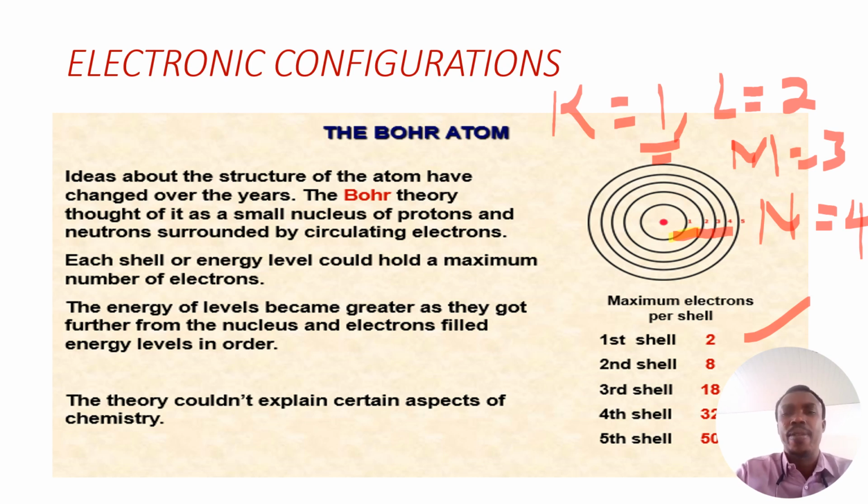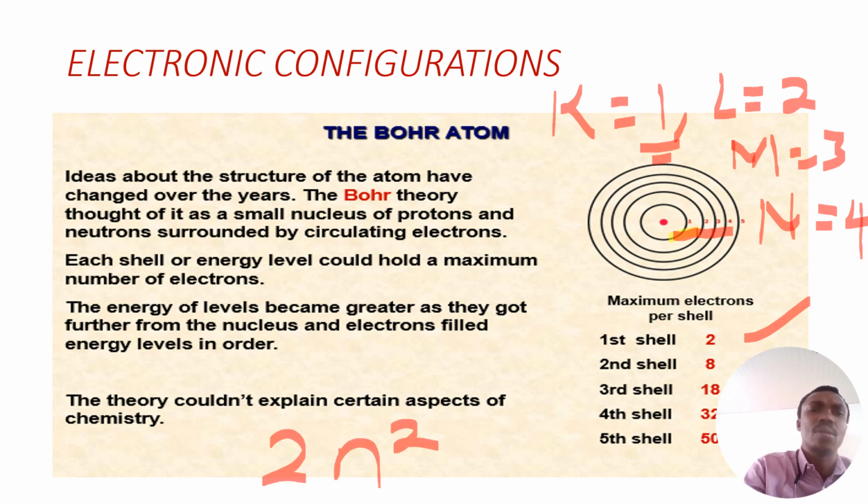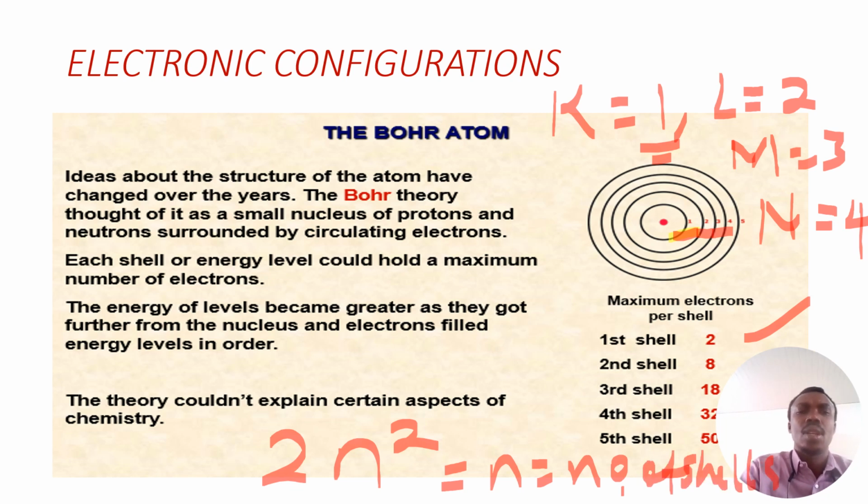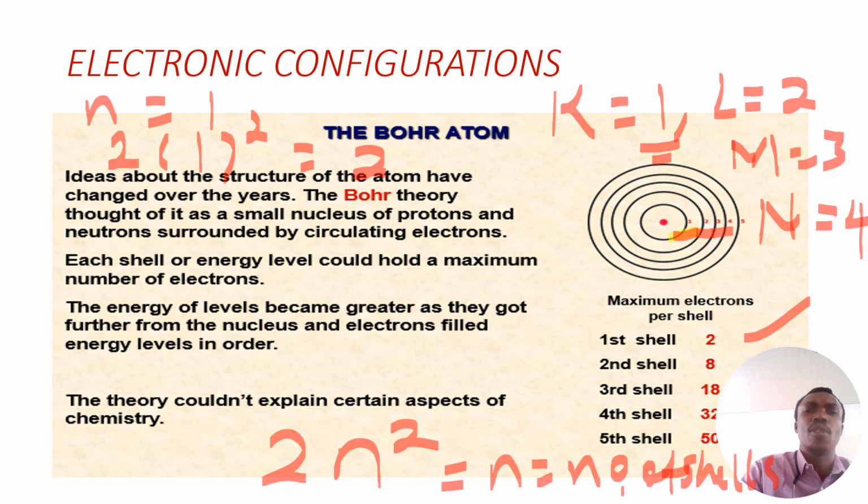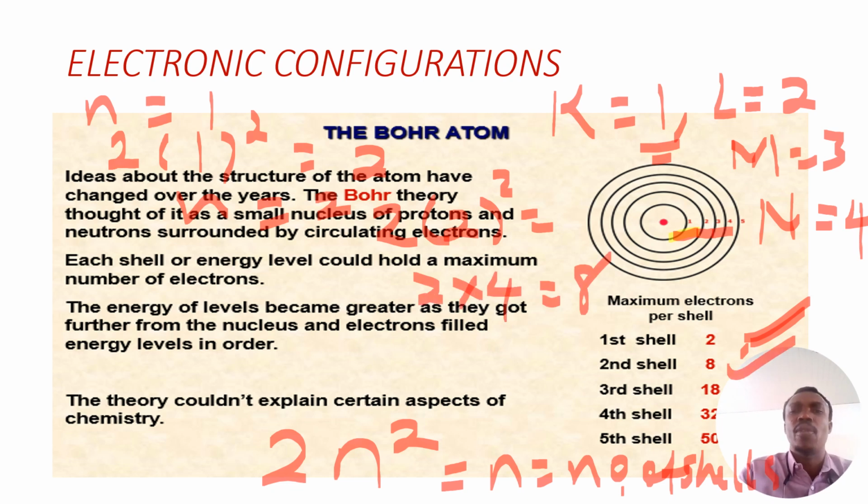To determine the number of electrons that a shell can hold, we use the formula 2n², where n is the number of the shell. If n is equal to 1, which is the first shell, it will be 2(1)², which is equal to 2. So the first shell can hold a maximum of 2 electrons. The second shell, where n is equal to 2, gives 2(2)², which is 2 times 4, equal to 8. So the second shell can hold a maximum of 8 electrons.